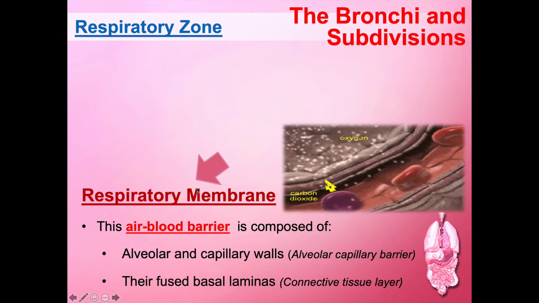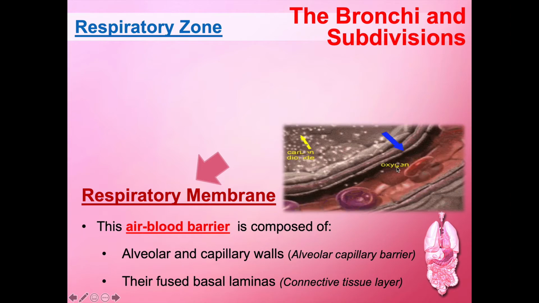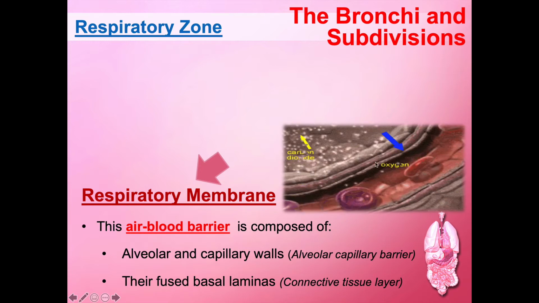Now the respiratory membrane: you see this is the alveolar sac and this is a capillary bed. What happens here? The oxygen from the alveolar sac is picked up by the RBC. The deoxyhemoglobin gives up the carbon dioxide. So this is how the exchange of gas takes place. This is what we call the respiratory zone. It is made up of cuboidal epithelial cells, and this process is called diffusion.